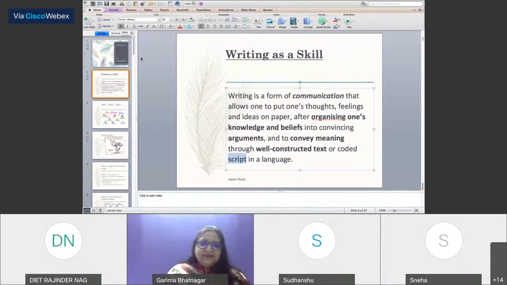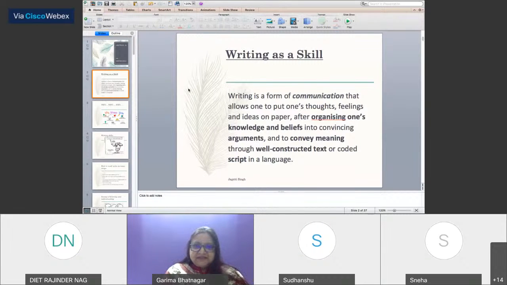So if you could see highlighted words over here, writing is a form of communication. So we need writing to communicate things. We speak as well. So writing and speaking are two productive skills to communicate. But for writing, you have to convey meaning by a script. You don't have a script for speaking, and you also have well constructed text. So text and script are important for writing. So in case you need your students to write, you must ensure that they know the script and then they know the text very well before we start writing.